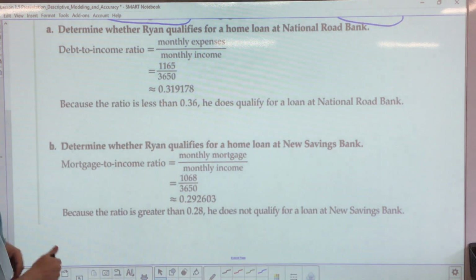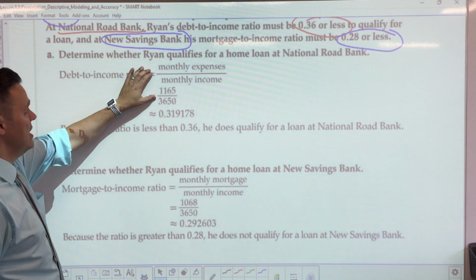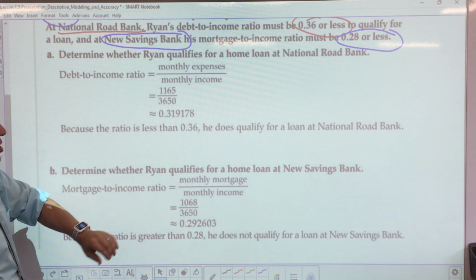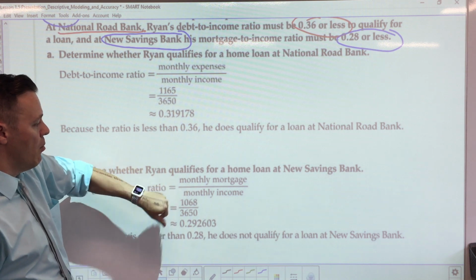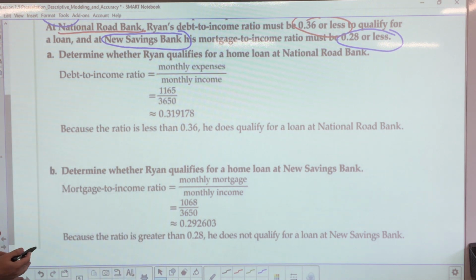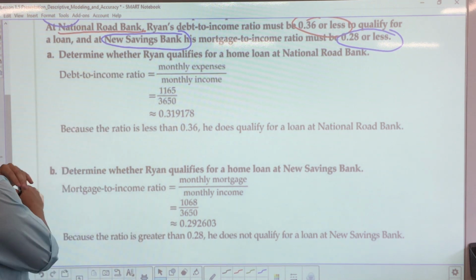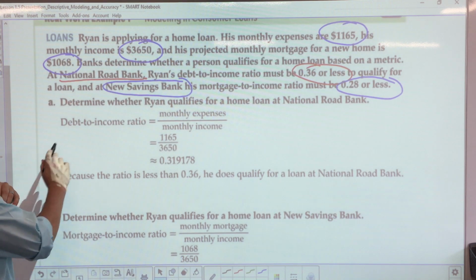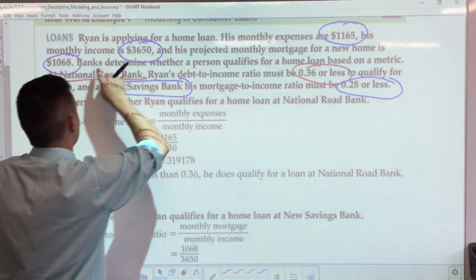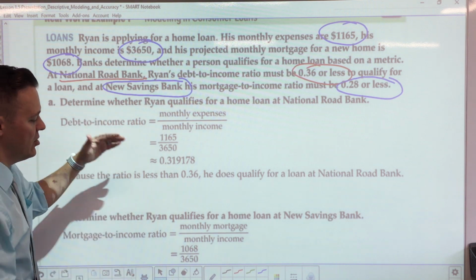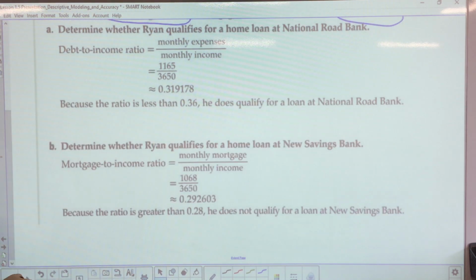One of them here has monthly expenses, and then this mortgage to income ratio is talking about the mortgage. So understand by looking at the problem and breaking it down into pieces. Look for all the money, and how you can add it all together and put it in the problem. So now let's work on this.